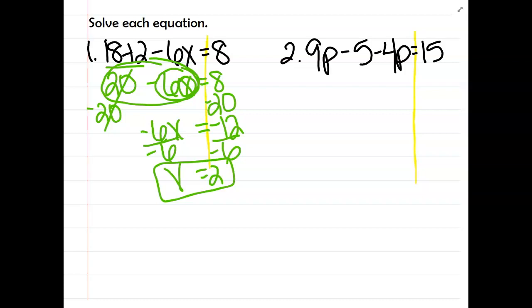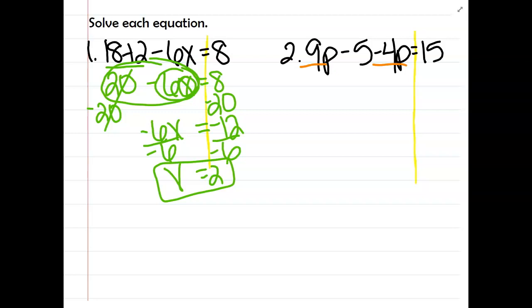Okay, I do. Now remember, you can only combine like terms that have the same variable part. So what I can do here is I recognize, okay, I have a 9p and a minus 4p. I can combine those together. Now here's the thing, guys, and this is so very important because I would say the most common mistake with solving equations comes from problems like this.